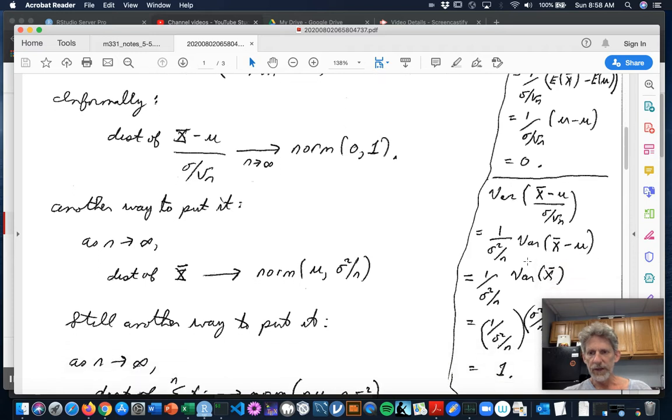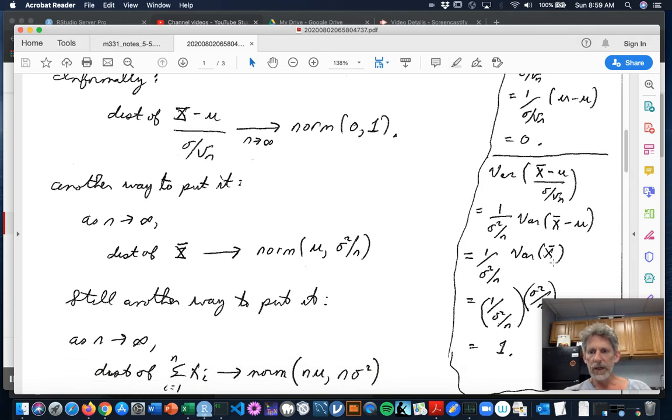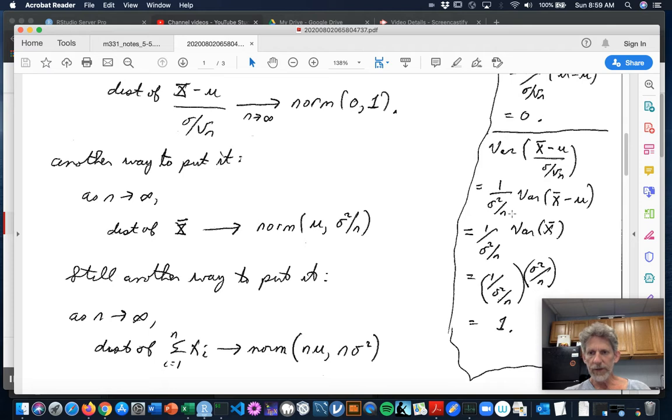And as far as the variance is concerned, you've got here the variance of a random variable on the top, and you can think of it as multiplied by 1 over sigma over root n. But the variance of a constant times a random variable is the square of that constant times the variance of that random variable. So you're left with the variance of x bar, which is sigma squared over n, times 1 over sigma squared over n. So you're going to get 1. So the same.